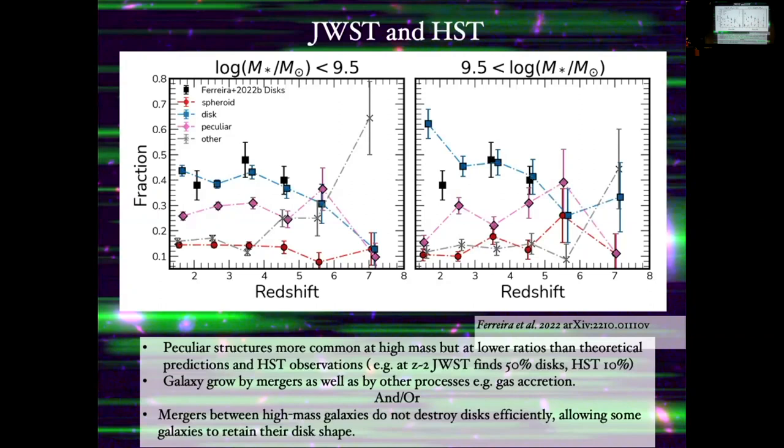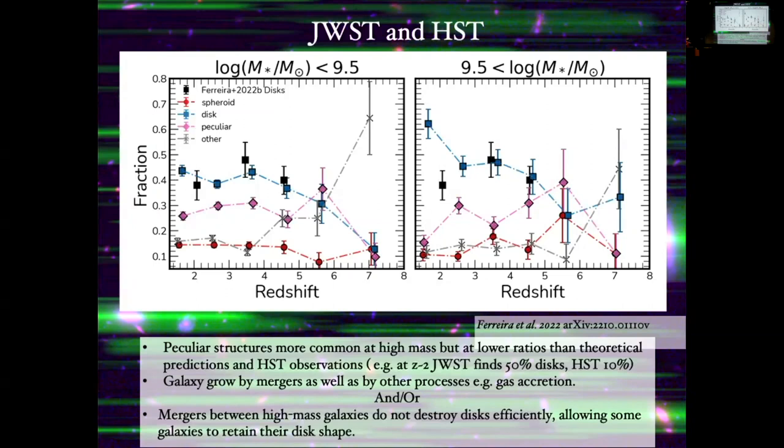What JWST is providing us is a way to look at morphologies at higher redshift. And what we seem to be finding is that it finds fewer mergers at certain levels than HST. Let me say that again. For high mass, we get similar values of mergers. But when we look at lower masses, then at, say, z equal to this cosmic noon, where everything is supposed to have been growing very fast, JWST finds 50% disks while HST was finding 10% disks.